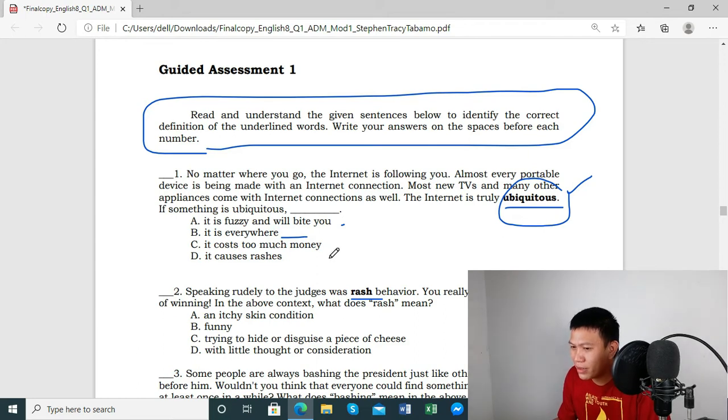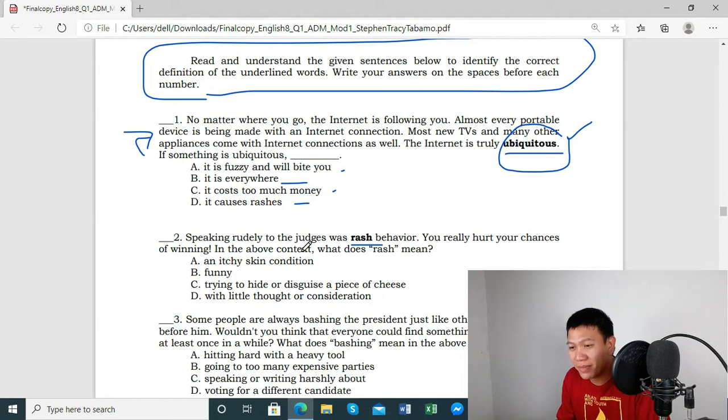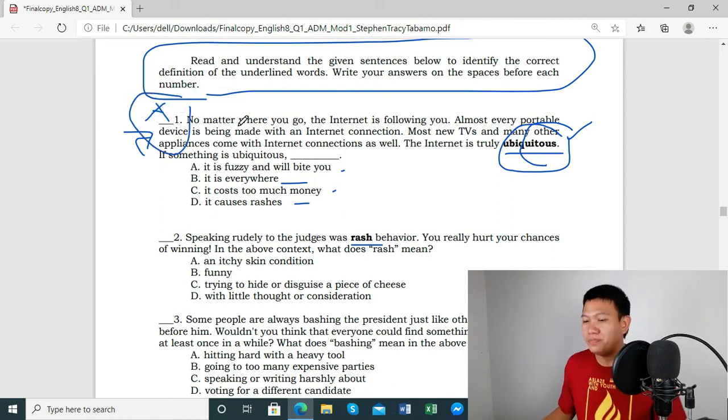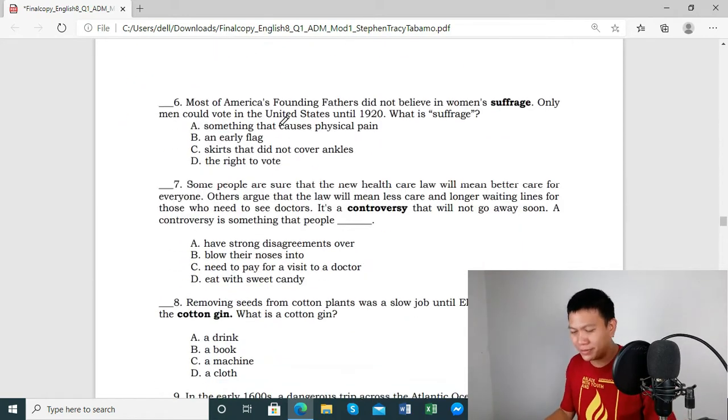Kahit saan ba ay mararamdaman mo or makakakita ka ng internet? C, it costs too much. Sinabi ba sa binasa mo na mahal ang internet? Or D, it causes rashes. Magkakatikat ka ba or sugat dahil sa internet? So you have to choose now which among the given meanings fit the bolded word. Okay, write your answers on the space before each number. So instead na susulat mo dito, kunwari A, isusulat mo siya sa papel mo. Clear yon? Okay, let's move forward.